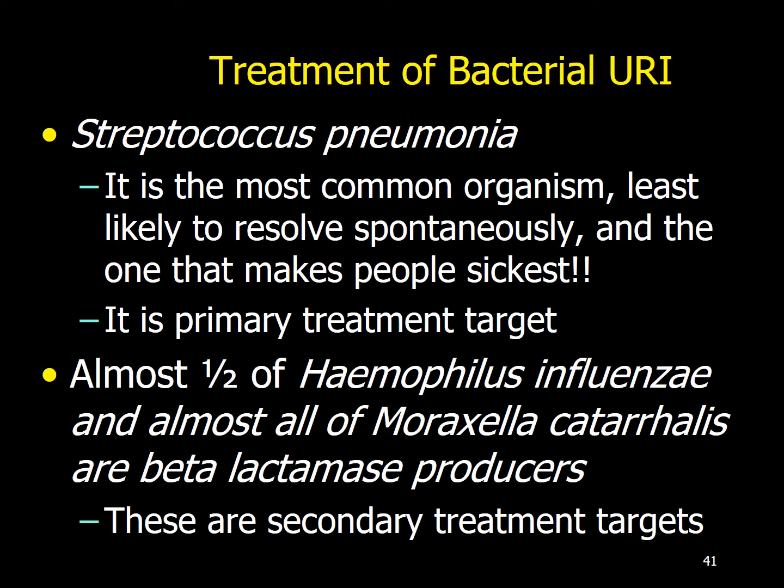Streptococcus pneumoniae. This is the most common organism in the head and neck. This is the most common in the otherwise healthy patient. It is also the least likely to resolve spontaneously and the one that makes people the sickest. Therefore, it is your primary treatment target. If you presume somebody has a bacterial URI, so you deduce that they need an antibiotic, you must cover strep. It's really malpractice not to, because it's most common, it's least likely to resolve spontaneously, and it is the one that makes people the sickest.